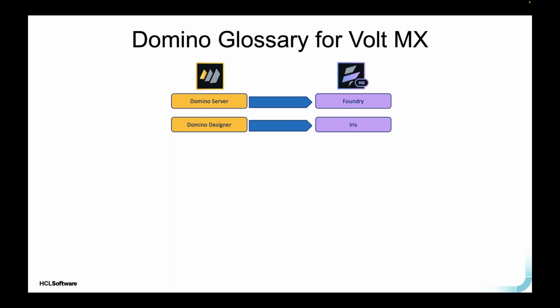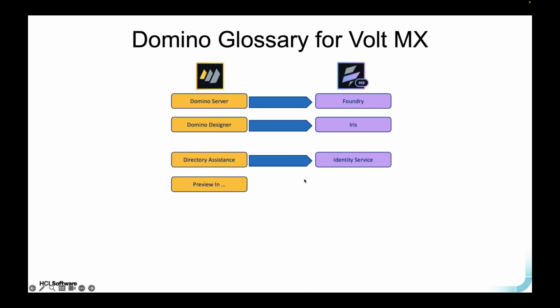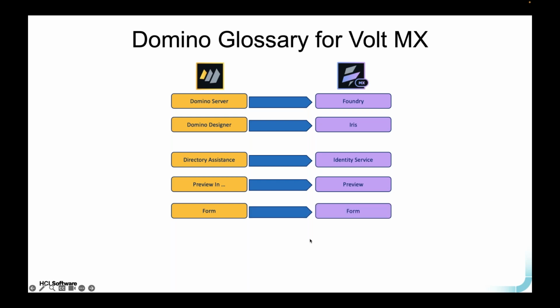Foundry is the equivalent of a Domino server. Domino Designer, the equivalent here is going to be Iris. And directory assistance, which we use in Domino to connect to other systems, the equivalent in Foundry would be something called an identity service. We look at this in a bit more detail. In Designer, you would use preview from the menu to preview something, and in Iris, the equivalent is the preview capability, which will let you preview the apps. And we have forms in Domino. Again, there is a form in Volt MX.